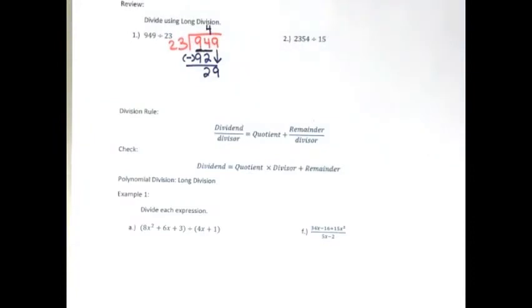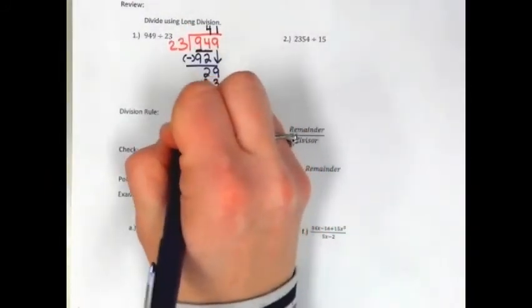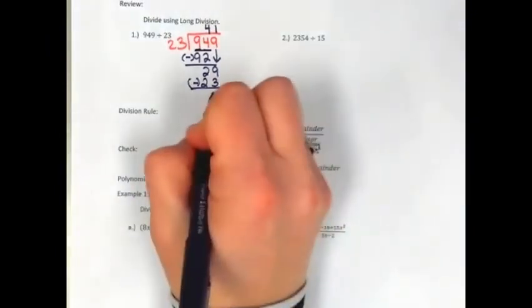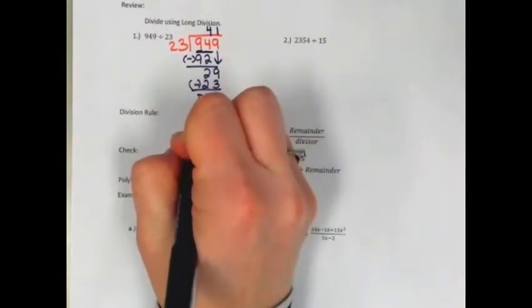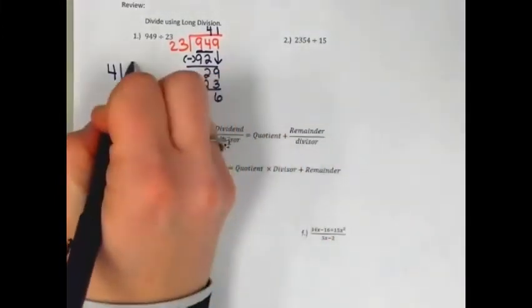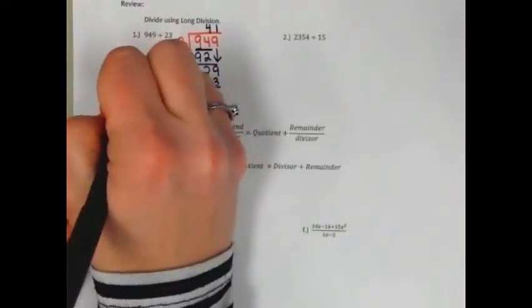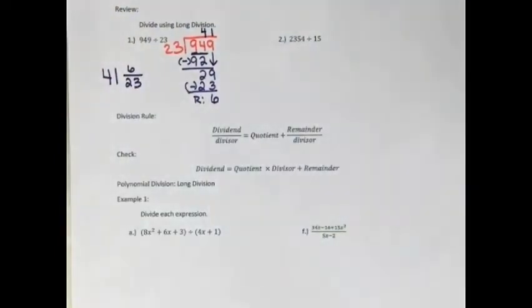And then I ask myself, 23 goes into 29 how many times? Once. And what's 1 times 23? And then I subtract. So what's 29 minus 23? 6, right? What is 6 known as? A remainder, right? So what is my final answer? 41, whole number, right? My remainder goes in the numerator. And what is my denominator? 23, my divisor, what I divided by, right? So 949 divided by 23 is 41 and 6/23, right?